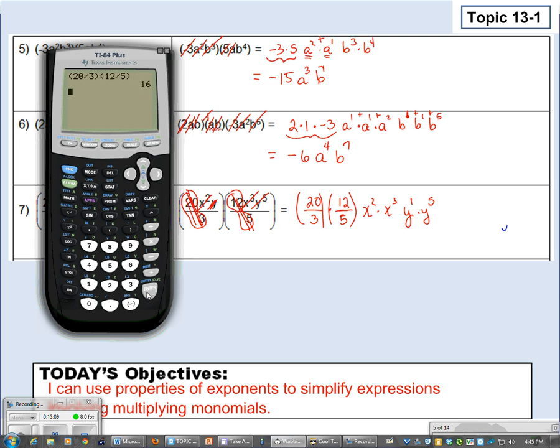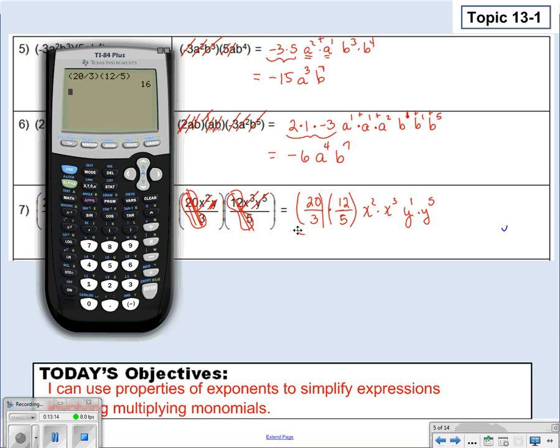When you press enter, we get it equals 16. So multiplying these two fractions together gives us 16. And now we can finish off the rest. We'll have x to the 5th power and y to the 6th power.